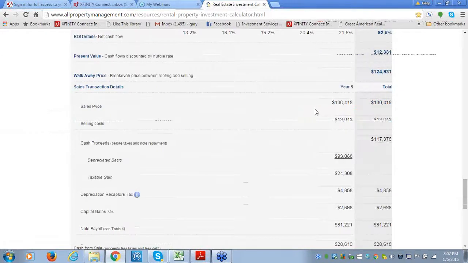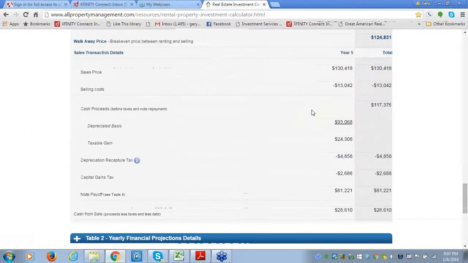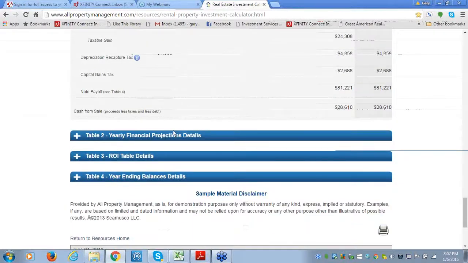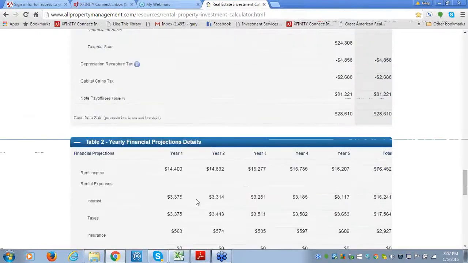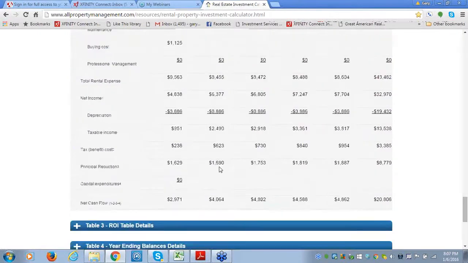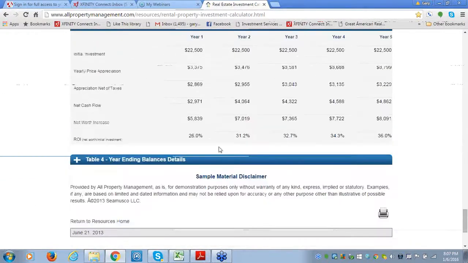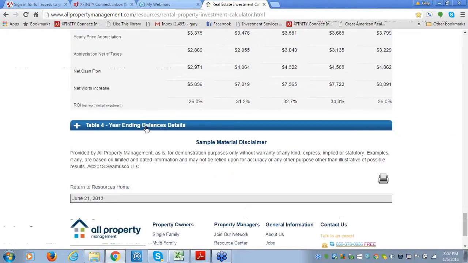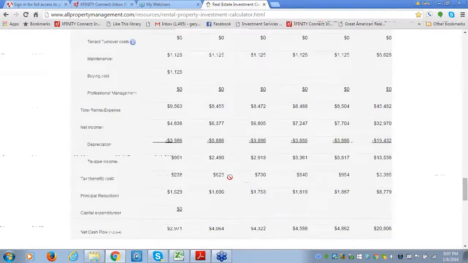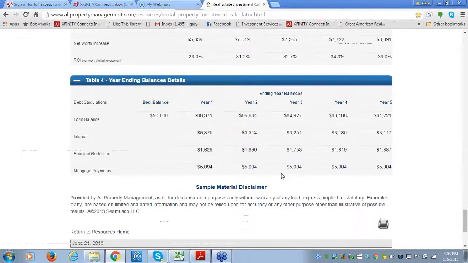All right, that's assuming that the sale price is for that amount. I mean, look at all the stuff that this gives you. Look, there's more. You can click on yearly financial projections. Okay, you can click on return on investment ROI tables, table details. Okay, and year-ending balance details. Okay. All this is available to you at your fingertips. And if you don't know what all this stuff is, then what you want to do is actually practice, guys. Practice makes perfect, all right?